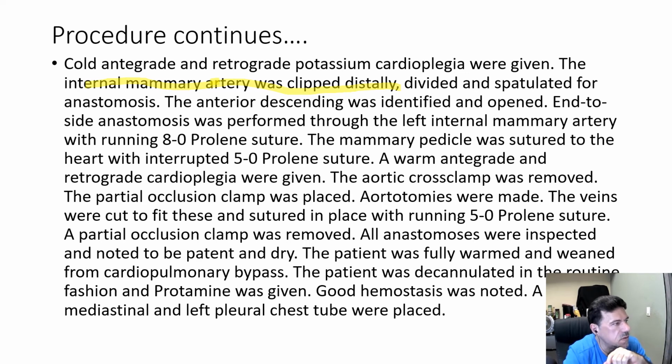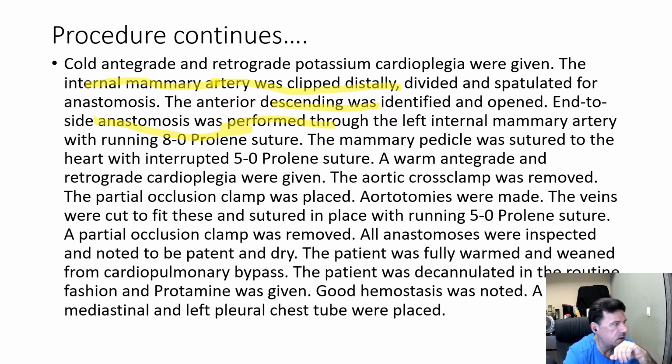Now the anterior descending artery. So it's going to be from the internal mammary artery to the left anterior descending artery, which is another coronary artery on the left side of the heart. The anterior descending artery was identified and opened, and a side-to-side anastomosis was performed through the left internal mammary artery with a running proline suture. The mammary pedicle was sutured to the heart with interrupted proline suture.